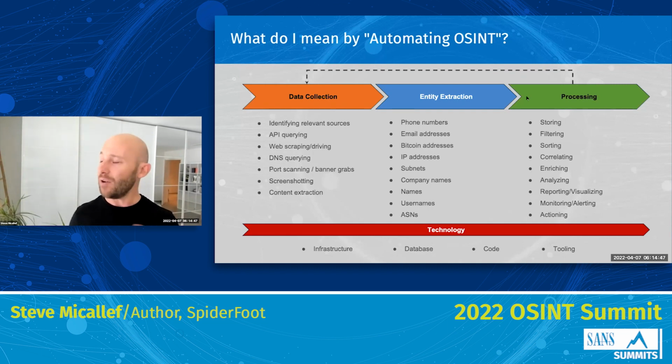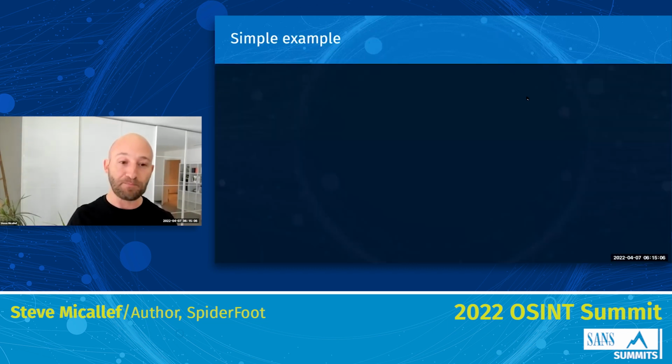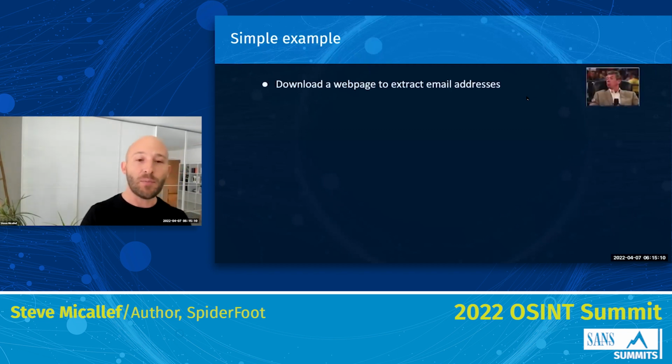And automating OSINT is cyclical. You have the data collection, you do the entity extraction, do some processing, but then you might feed that back into the beginning of the process and repeat it all over again to do some further analysis. This is what I would consider iteration, and I'll get to that in a later stage of the presentation. So let me talk through a concrete example. The most basic thing of automating OSINT, let's say, is downloading a web page to extract email addresses.